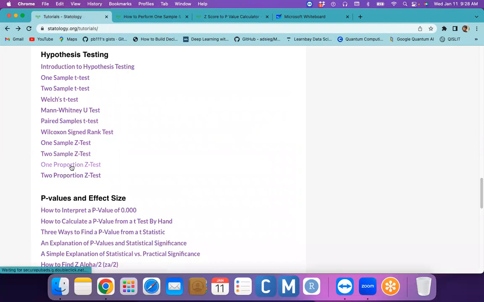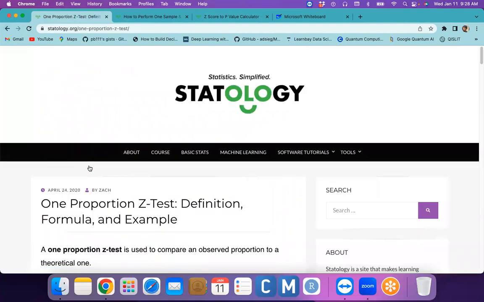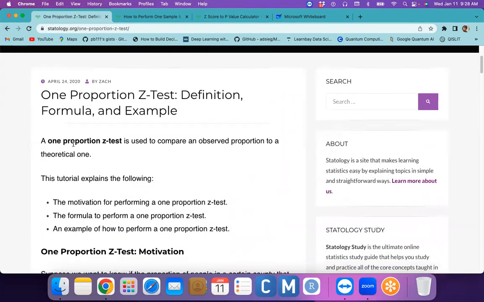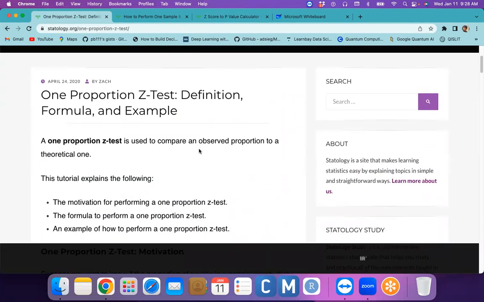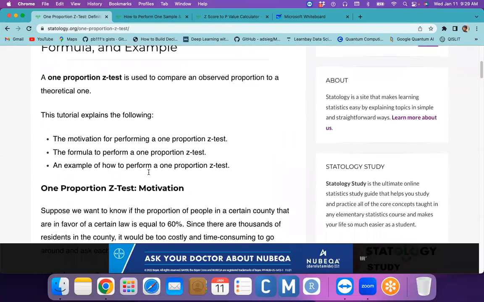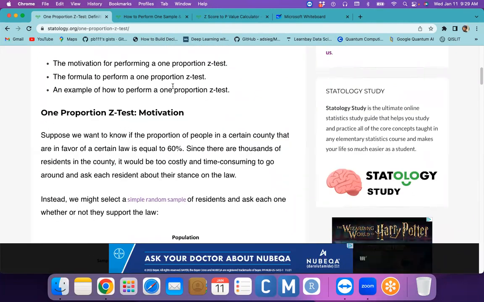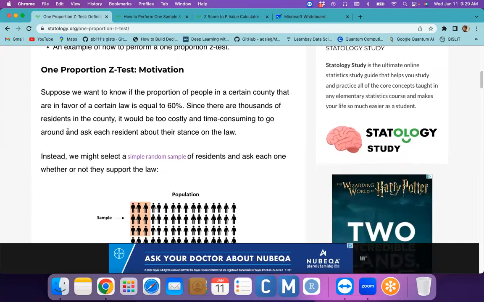For example, the one proportion z test. The one proportion z test is used to compare an observed proportion to a theoretical one. Here we will see the motivation for performing the one proportion z test, what the formula behind it is, and how we can perform it.